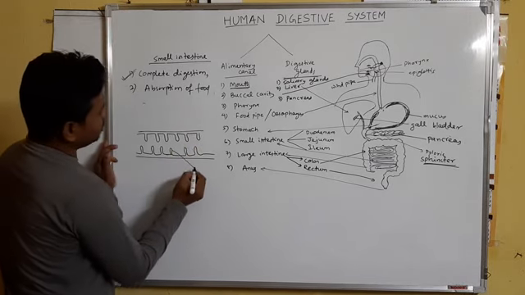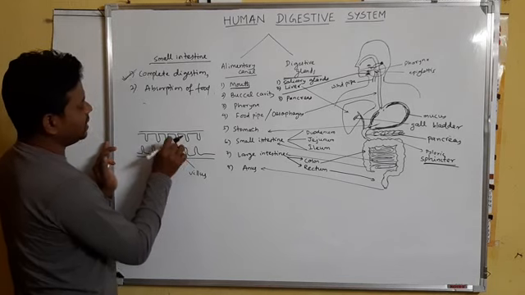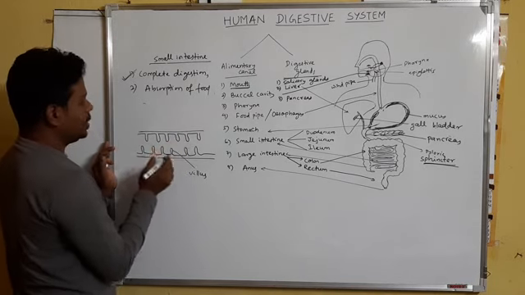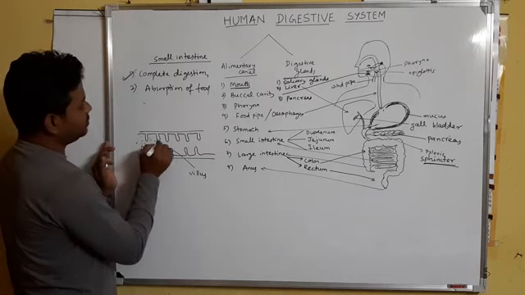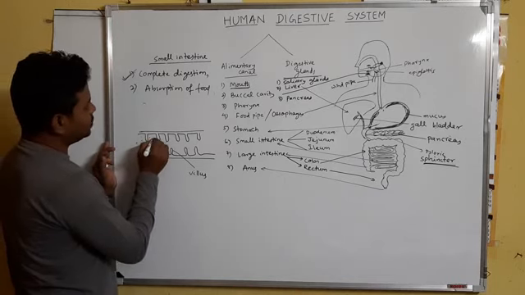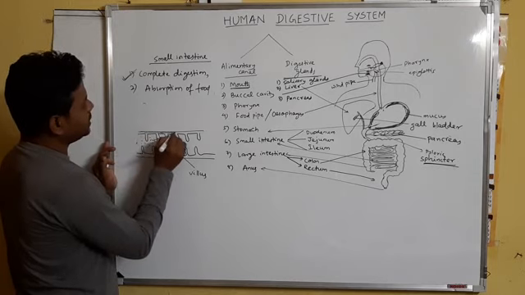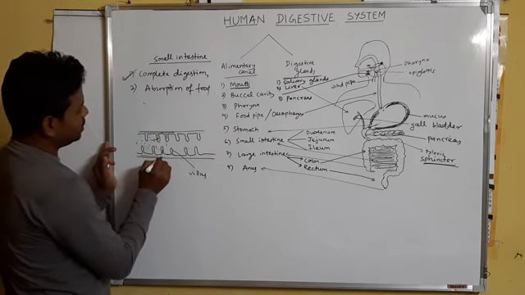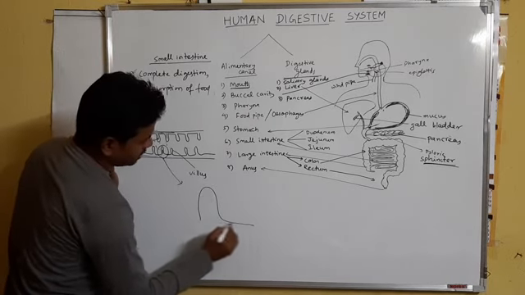And this is called villus, and many finger-like structures are there, hence they are called villi. So when the food is digested, the food is absorbed through the villus to the capillaries present in the wall. If I make a bigger one, this is a villi.